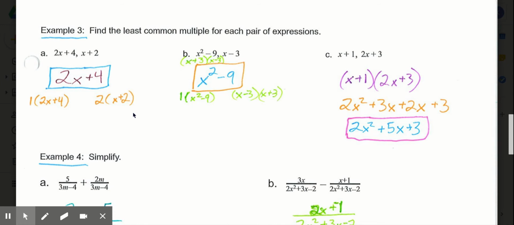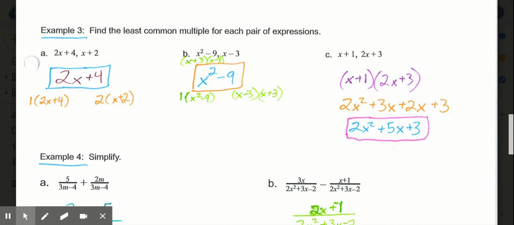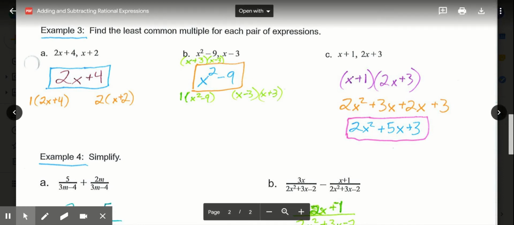So if we have 2x to the fourth and x plus 2, again, we want to think of the smallest multiple both go into. Well, if I simply look at x plus 2, and if I double both of those, I'd get 2x plus 4. So my least common multiple is 2x plus 4, because 1 times 2x plus 4 is still 2x plus 4, and 2 times x plus 2, distributive property, gives us 2x plus 4.